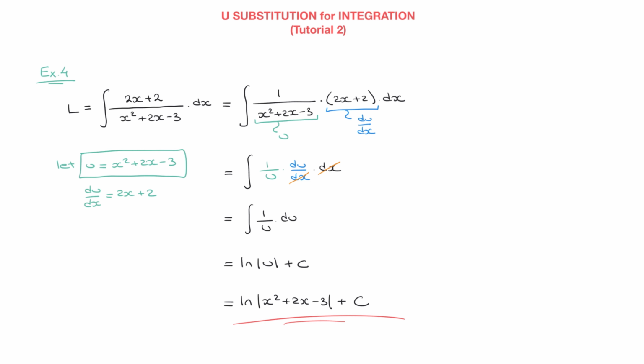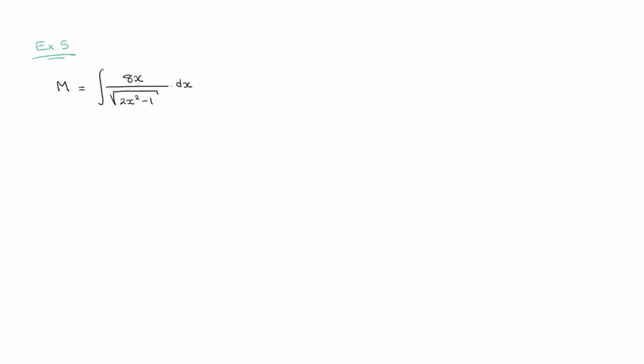Okay, let's look at the next example. Here in example 5 we need to find m, which is equal to the integral of 8x over the square root of 2x squared minus 1.